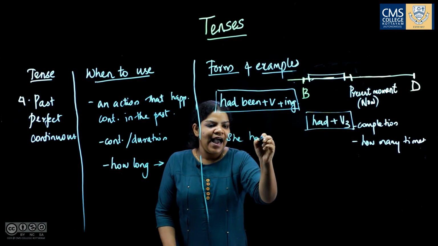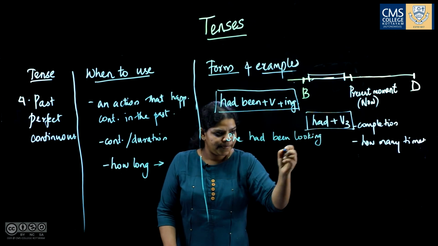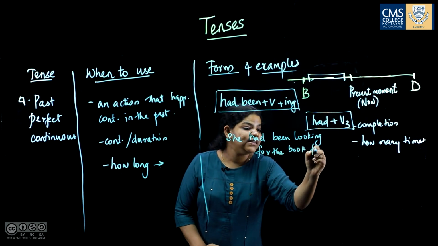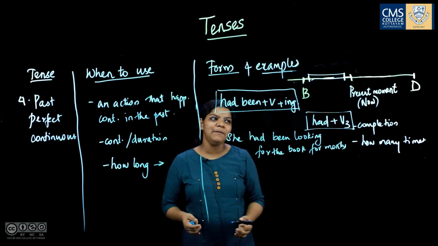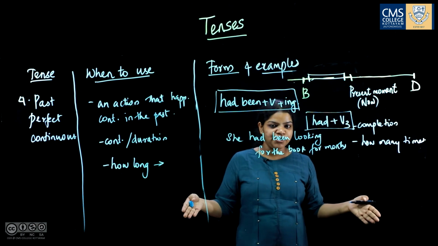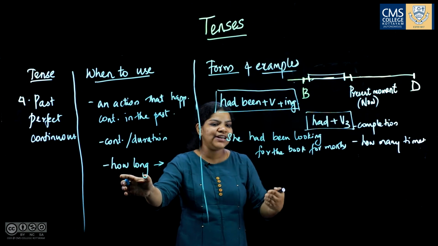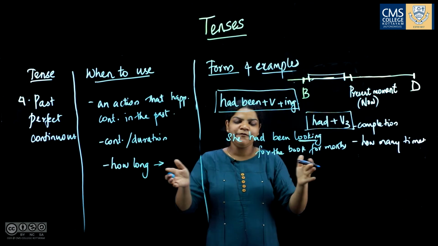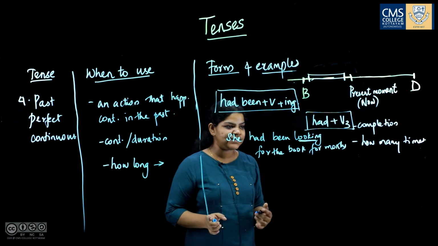She had been looking for the book for months. She had been looking for the book for months. So, for months is the duration. It shows the duration, it shows the continuous action, and it shows how long the action had happened. She had been searching for that book for a longer span of time. The duration is what is given the emphasis here.